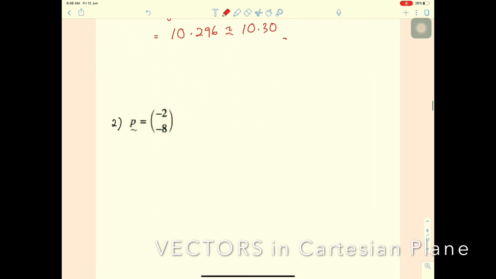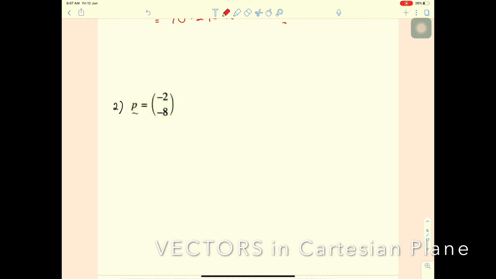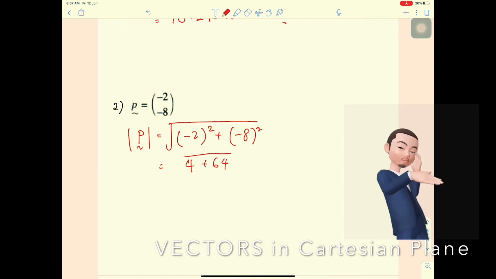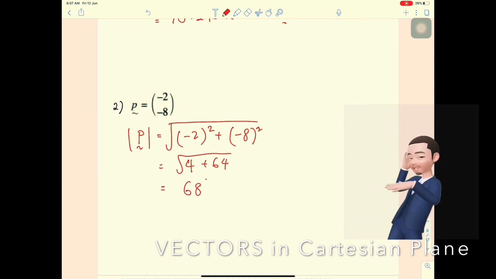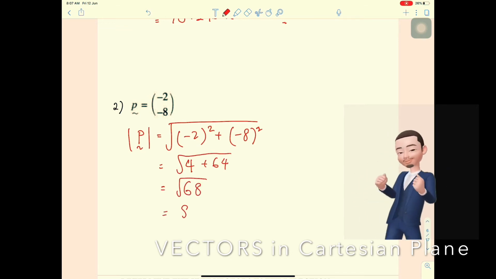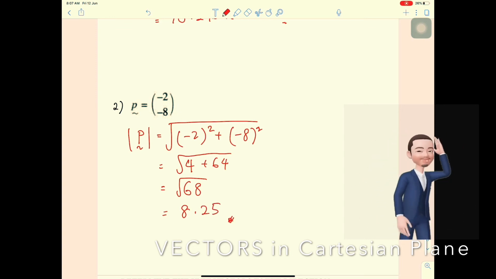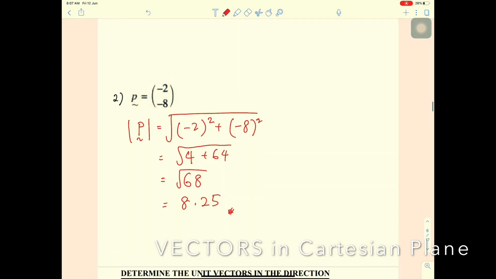Second one, in matrix form. The magnitude of p, this is the symbol of magnitude, is the square root of negative 2 squared plus negative 8 squared. Calculate 4 plus 64, square root, so you get the square root of 68, which equals 8.246. Simple. I hope you understand.